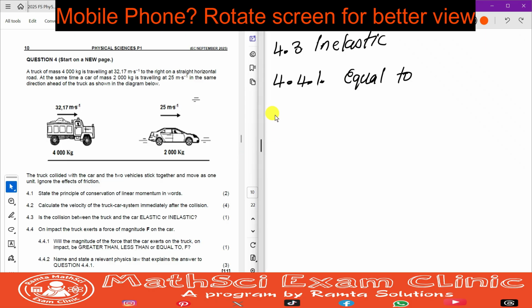4.4.2. They say state and name a relevant physics law that explains the answer to question 4.4.1. Now to name and state. The name of the law is Newton's third law of motion.